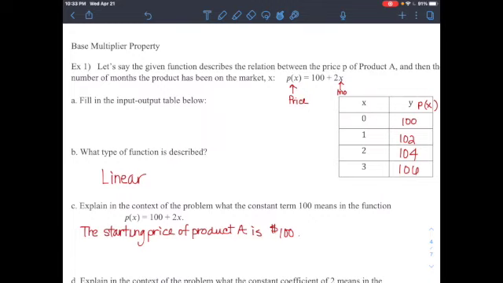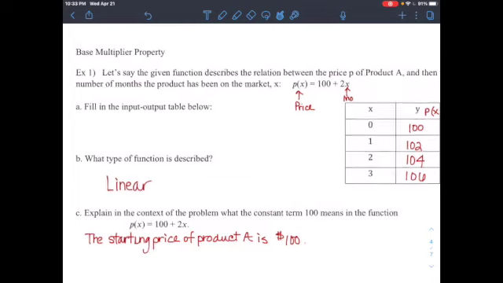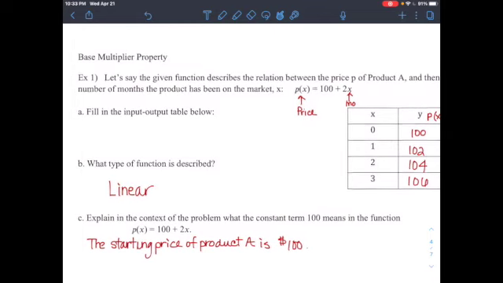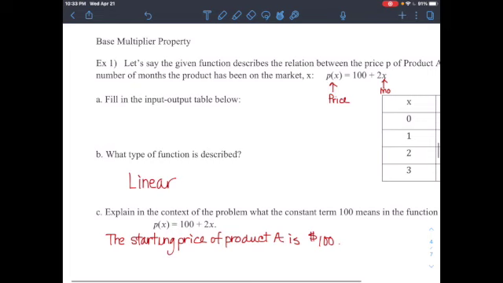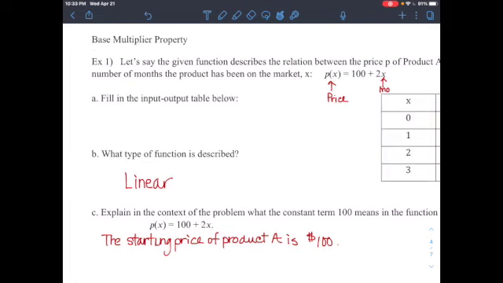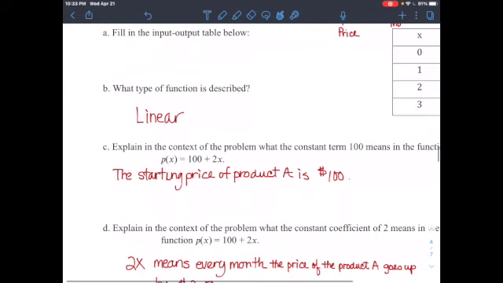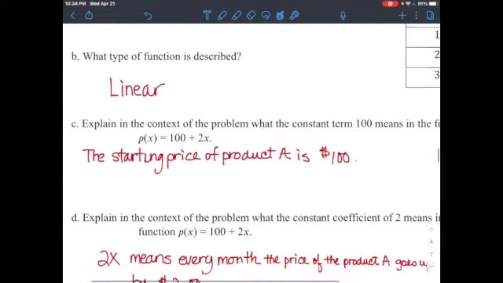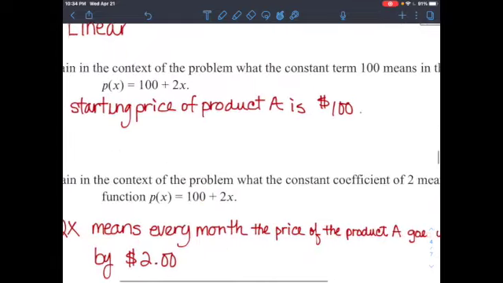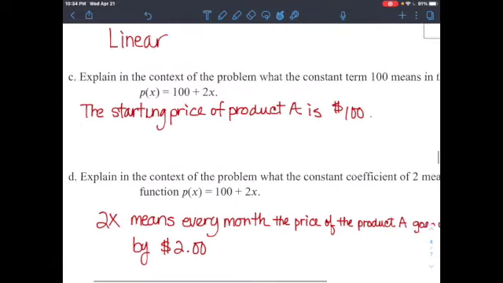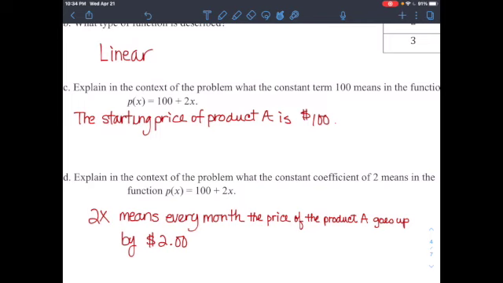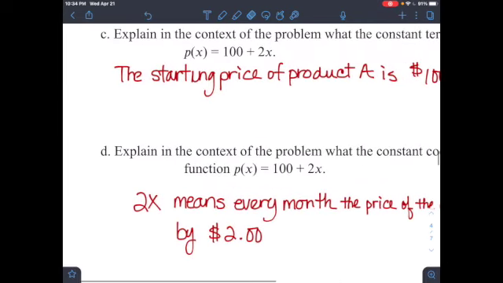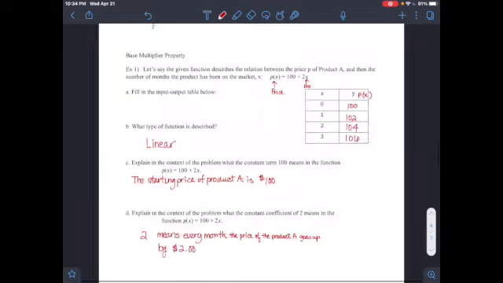C. Explain the context of the problem. What does the constant term 100 mean in the function P(x) equals 100 plus 2x? The 100 is the starting price of the product, or the starting price of product A is 100. D. Explain the context of the problem. What does the coefficient of 2 mean in the function 100 plus 2x? The 2 means every month the price of product A goes up by $2. So in this case, it should only just be 2. And that's example number 1.